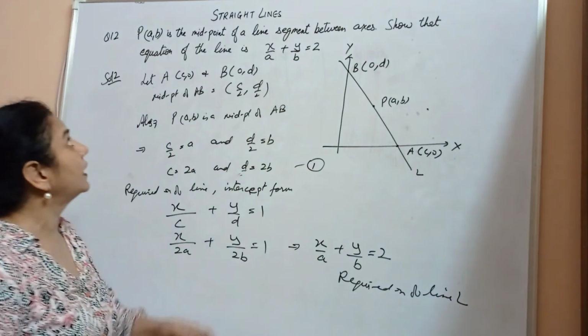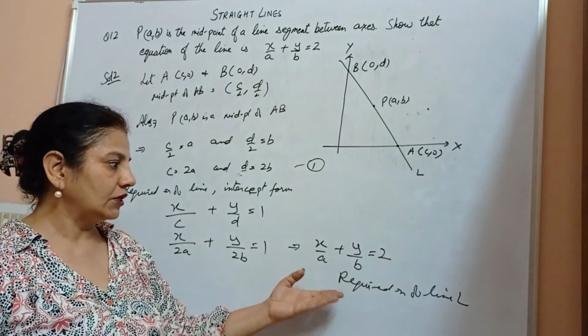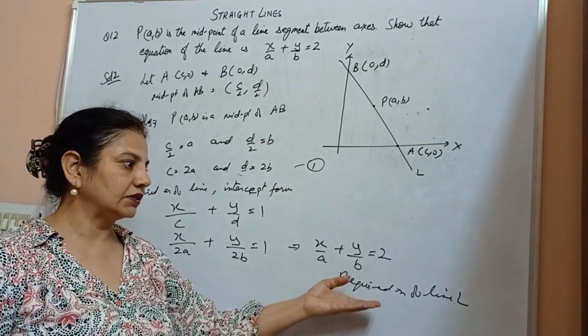This is what I had to prove, that we have to show that x upon a plus y upon b is equal to 2 is the equation of a line. So we have proved that x upon a plus y upon b is equal to 2 is the required equation of the line L.